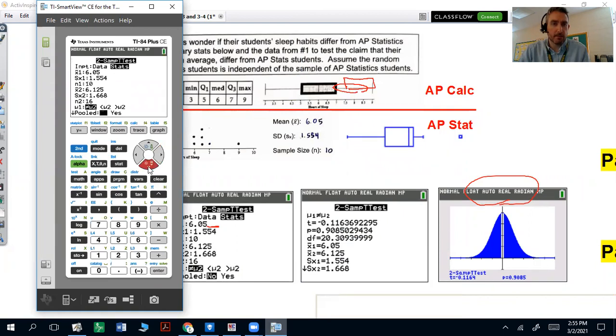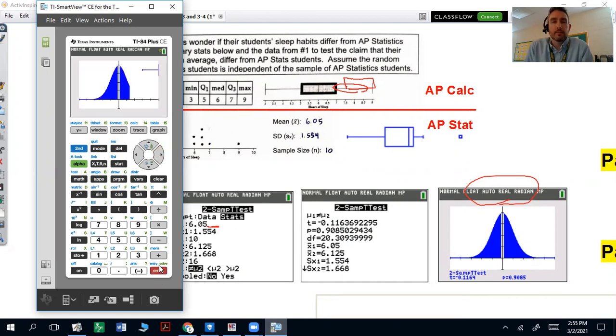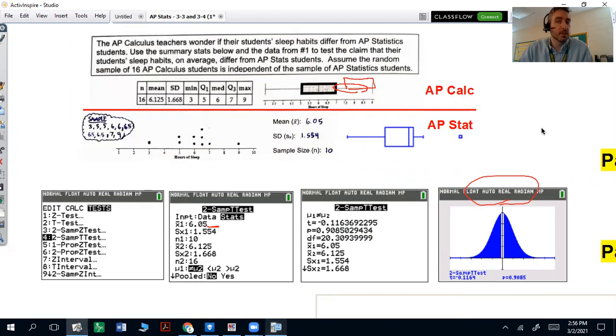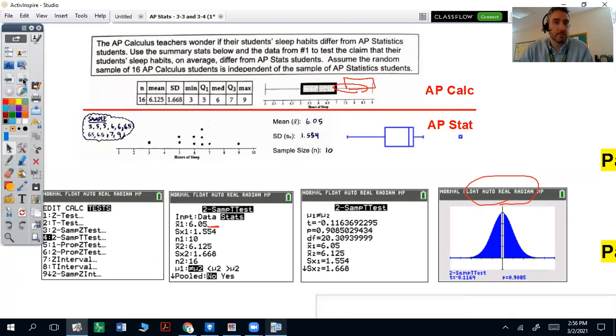If I go down to draw instead of calculate, look at how much of that is shaded. That's 91% of the graph. With that p-value, it's very likely that a sample of that or more extreme could happen in both directions. So it's a very large p-value. What does that allow us to conclude?